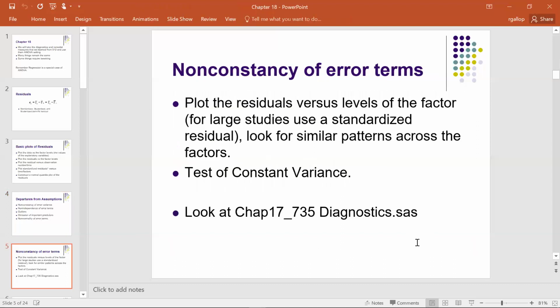So, the non-constancy of the error term. The first thing we're going to look at is this plot of the residuals versus the level of the factor. For a large study, use a standardized residual and look for similar spread across the factor. This is a test of constant variance. And we're going to take a look at this chapter 17, 735 program.